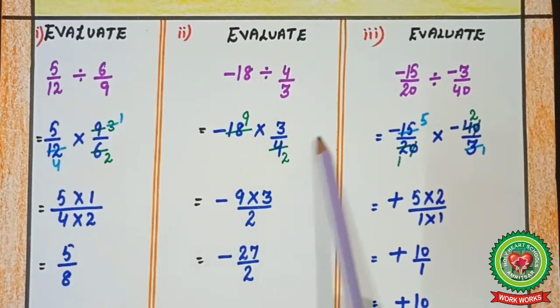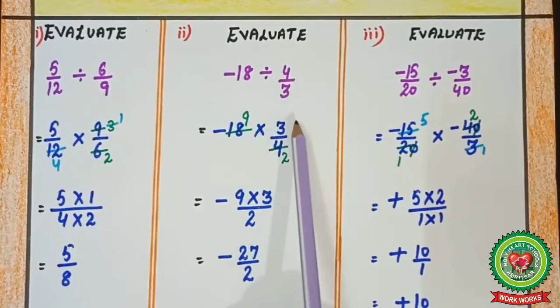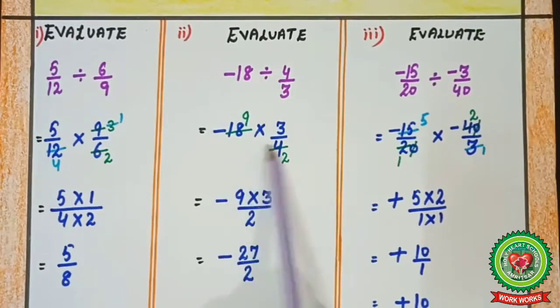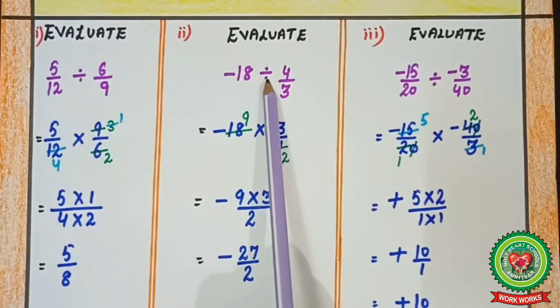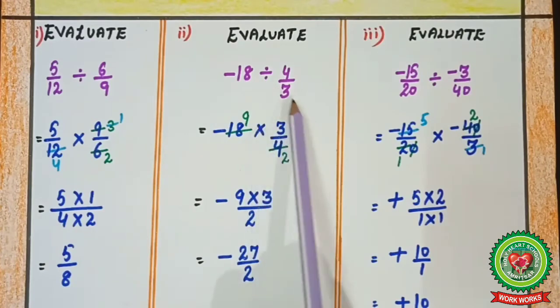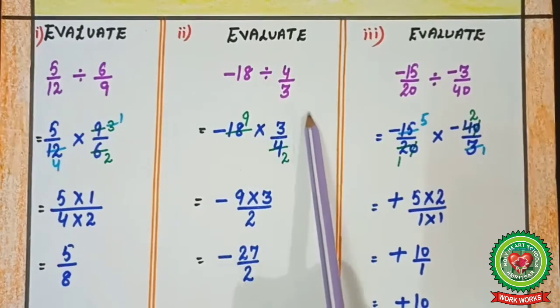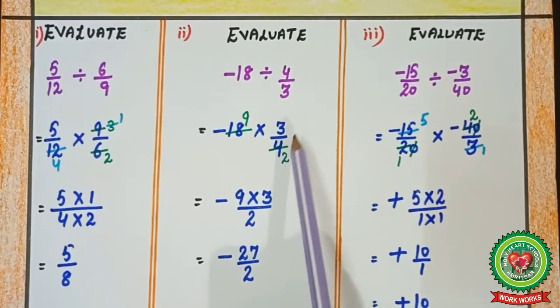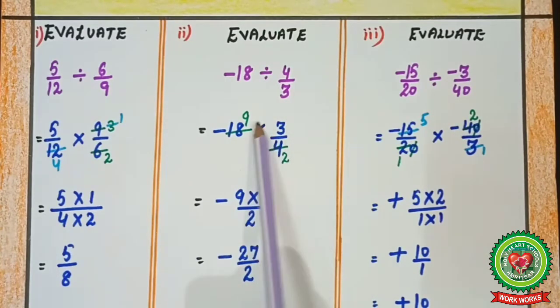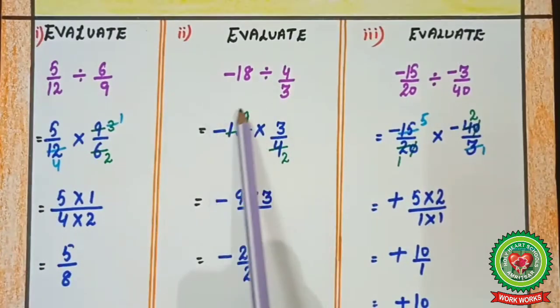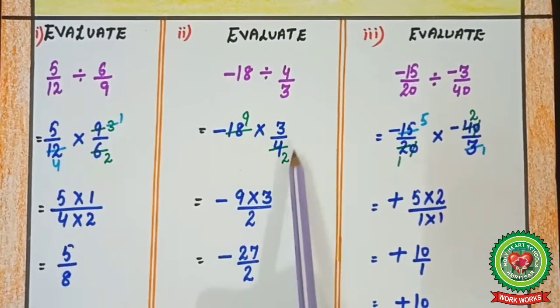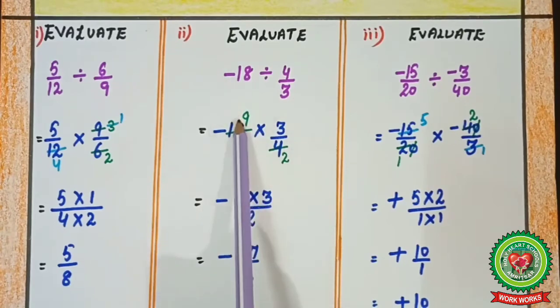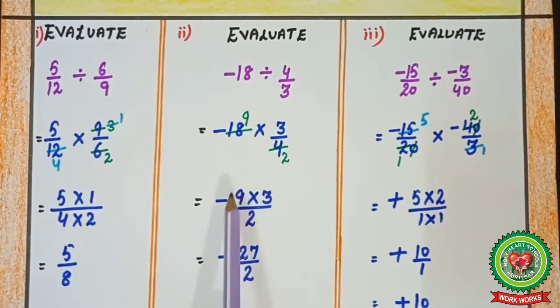So the next question is: evaluate minus 18 divided by 4 upon 3. So again minus 18 is there. My division sign will be changed into multiply and this will have the reciprocal. So the reciprocal of this number will be 3 upon 4. Now you can have the cutting. 2 2s are 4, 2 9s are 18. Now 3 and 2 can be cut on the one table, and 2 and 9 again can be cut on one common table. So you are left with minus 9 into 3 upon 2. So it will be minus 27 upon 2.